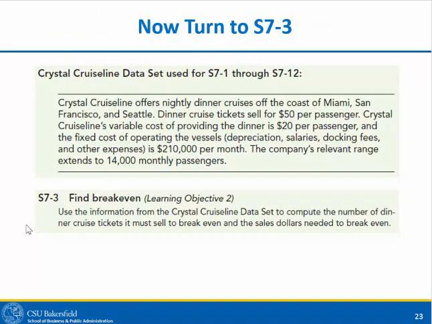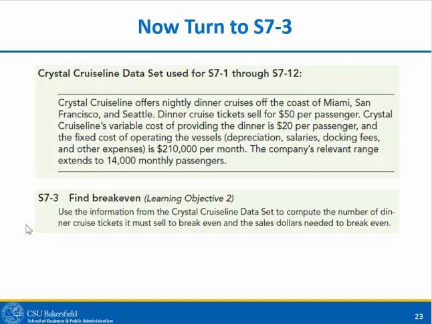So Crystal Cruise Line offers nightly dinner cruises off the coast of Miami, San Francisco, and Seattle. Dinner cruise tickets sell for $50 per passenger. Crystal Cruise Line's variable cost of providing the dinner is $20 per passenger, and the fixed cost of operating the vessels, depreciation, salaries, docking fees, and other expenses is $210,000 per month. The company's relevant range extends to 14,000 monthly passengers.